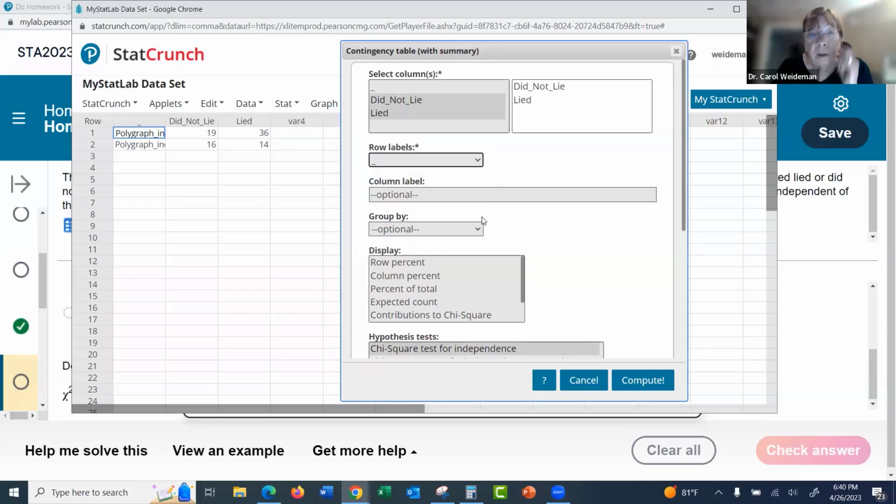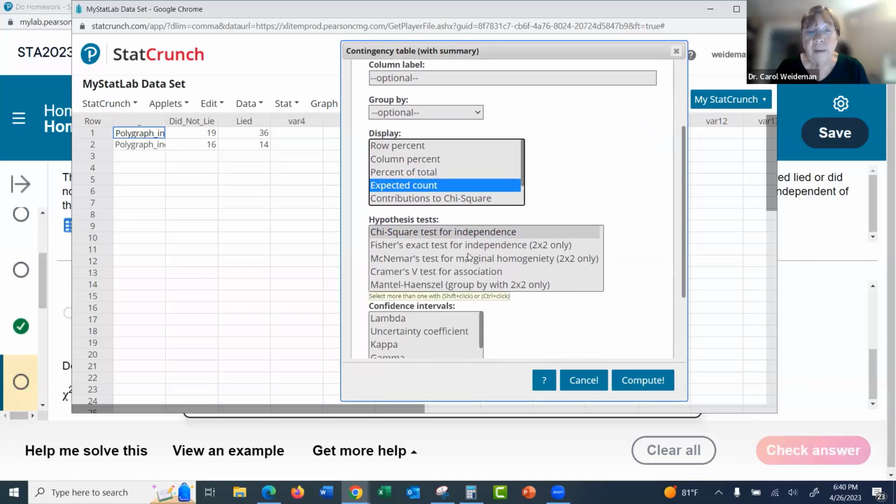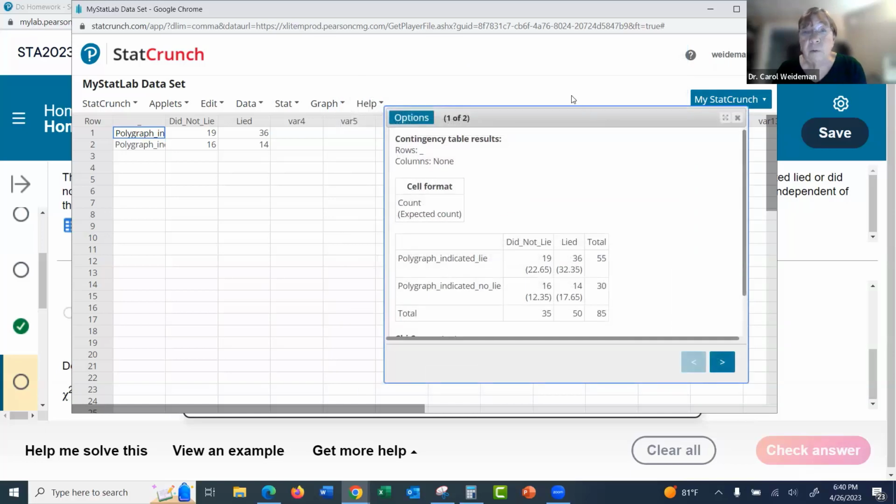Now down here, let's go ahead and get the expected cell count so you can see that. StatCrunch will do that work for you. Then down here, you just want to leave it at the default, the chi-square test for independence, because that's what you want. But I want you to see the table with the expected counts. It's always interesting to see. Then just hit compute.